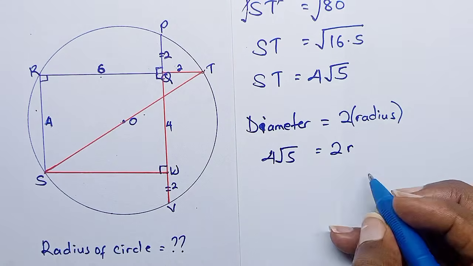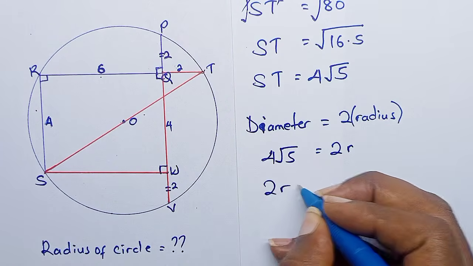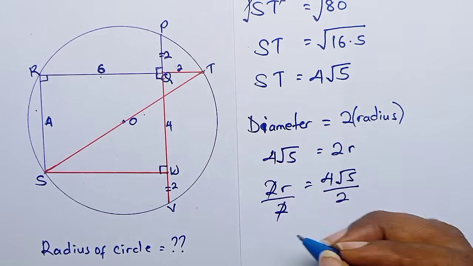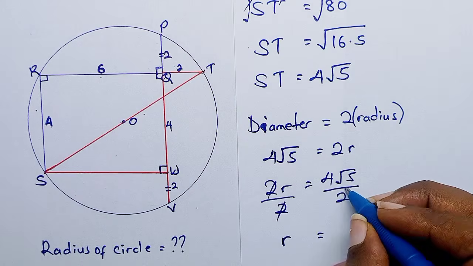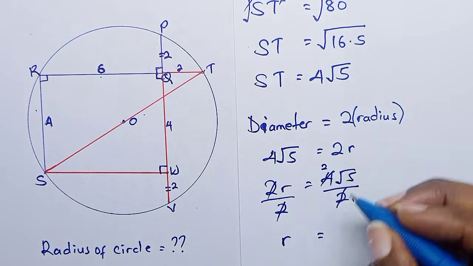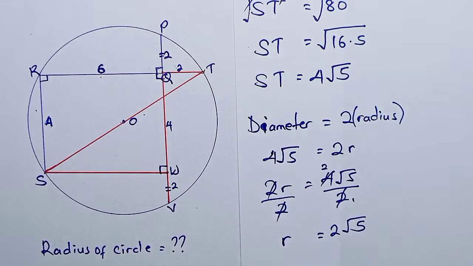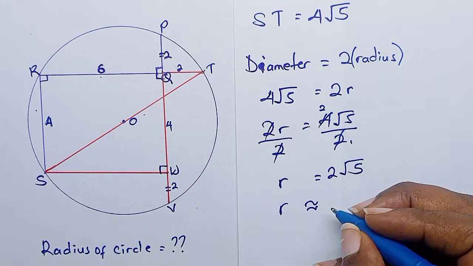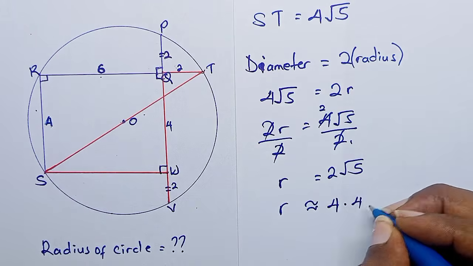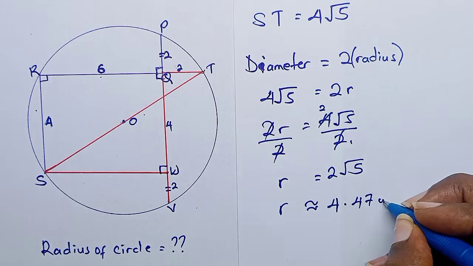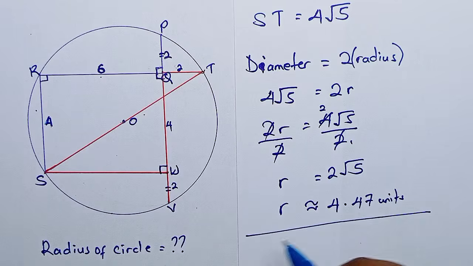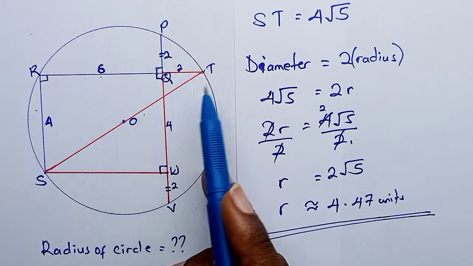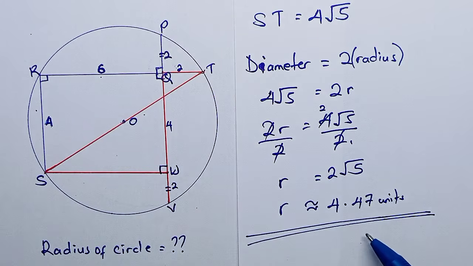So this becomes 2R is equal to 4 root 5. Divide both sides by 2. So R is equal to, this goes into this to give us 2, 2 root 5, which is approximately equal to 4.47. So this is in units. So 4.47 units. This is the radius of this circle. So SO or OT is equal to 4.47.